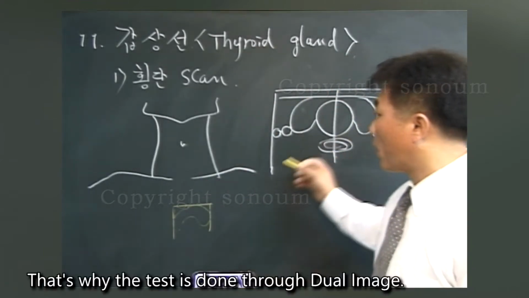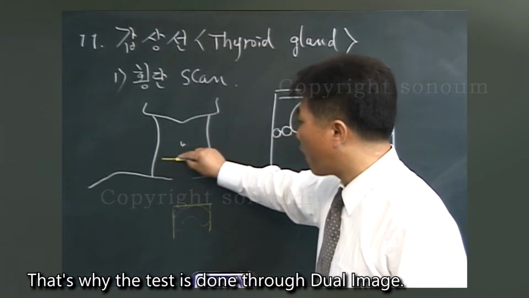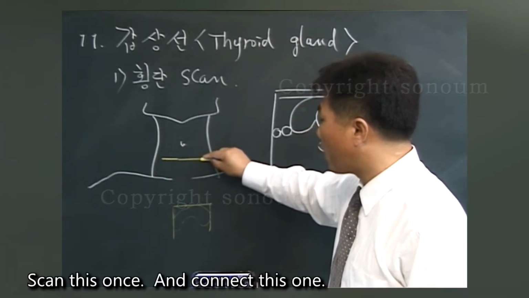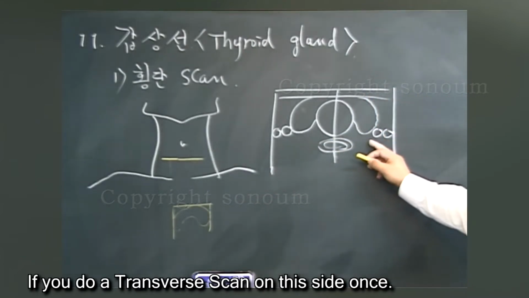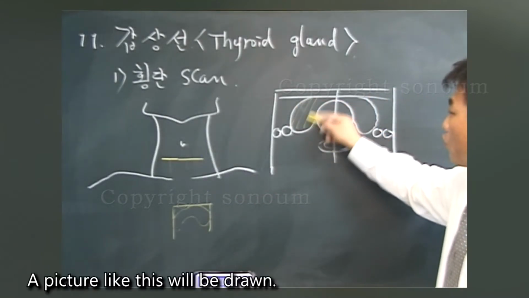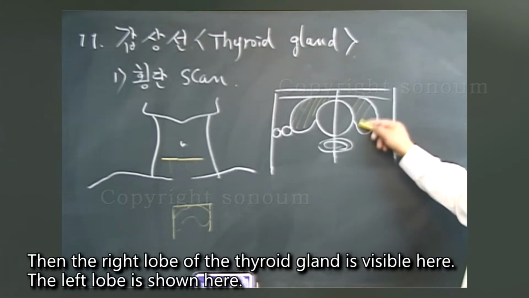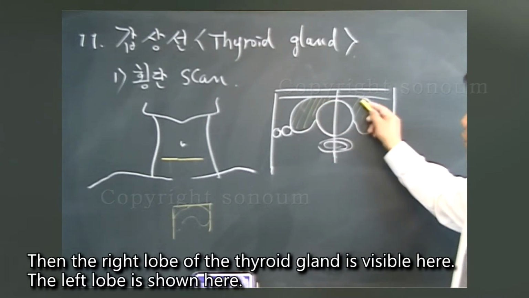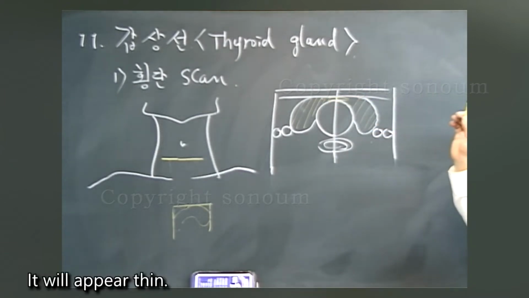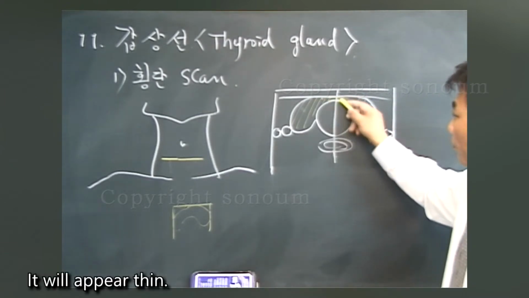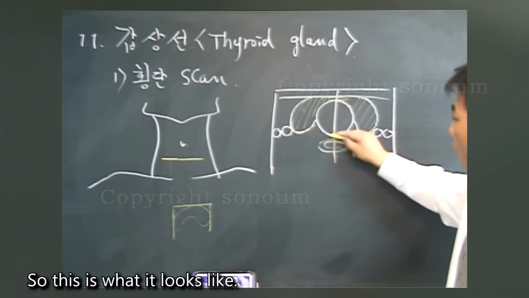Quite difficult. That's why the test is done through dual image. Scan this once and connect this one. If you do a transverse scan on this side once, a picture like this will be drawn. Then the right lobe of the thyroid gland is visible here. The left lobe is shown here. The left and right lobes are connected by the isthmus. It will appear thin. So this is what it looks like.